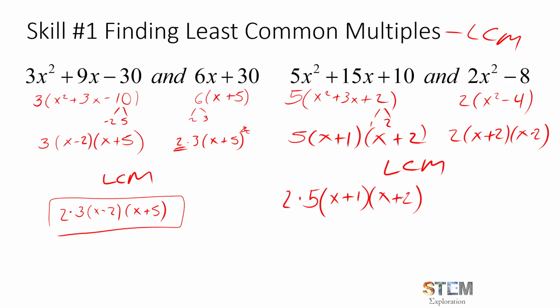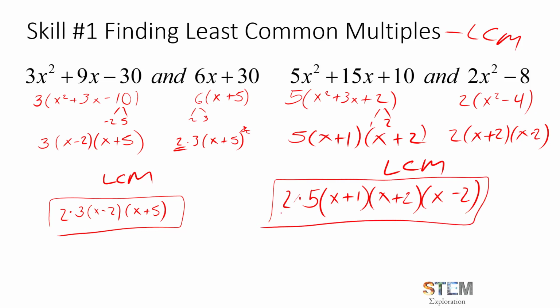All right, so we don't need to double up on that, but there is an x minus 2. So we go and add this x minus 2. And now you have the least common multiple between these two given terms. All right, and so that's what it's looking for if it's asking for a least common multiple. So why is this useful?